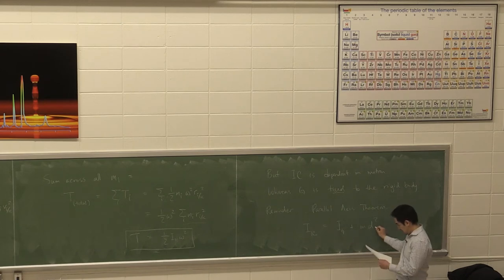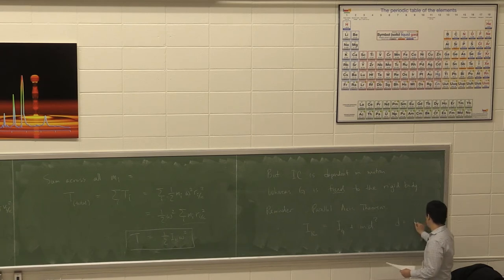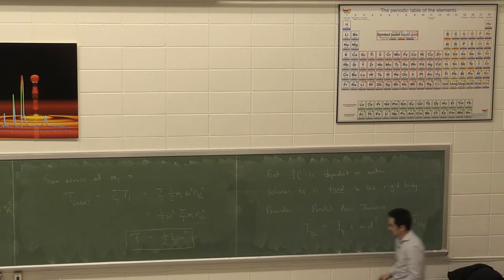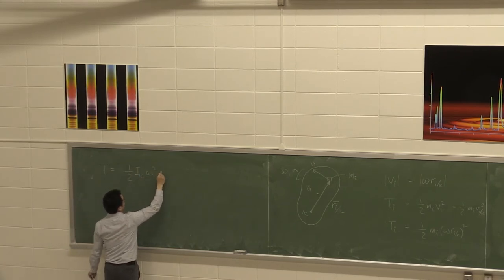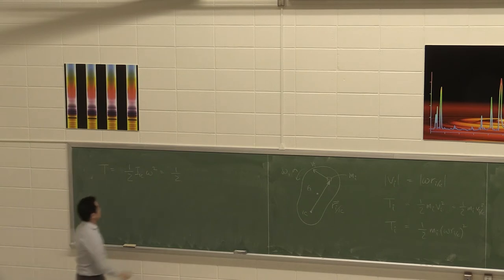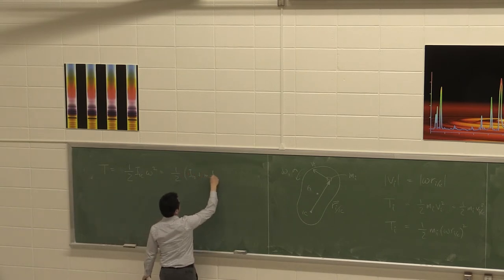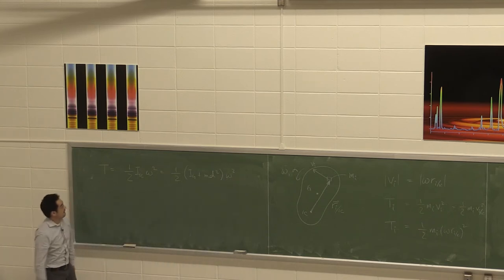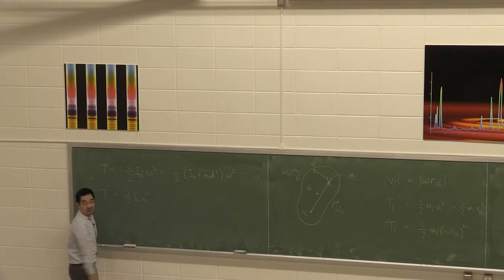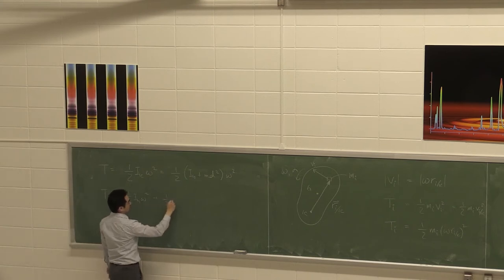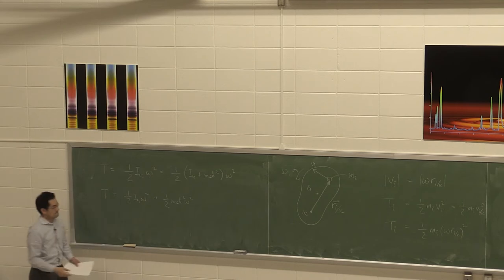Let me say D is my R vector of G with respect to IC. So I'm basically going to factor out the I_G part of it. If you agree with that, then I take my 1/2 I_IC omega squared and plug in exactly my parallel axis theorem. And so this becomes 1/2 I_G omega squared, and then a second term that's 1/2 M D squared omega squared.